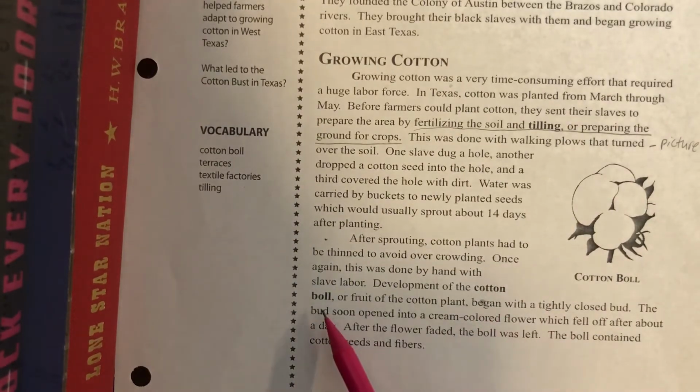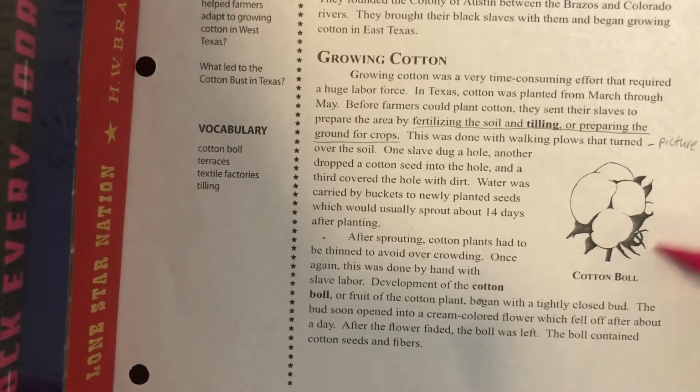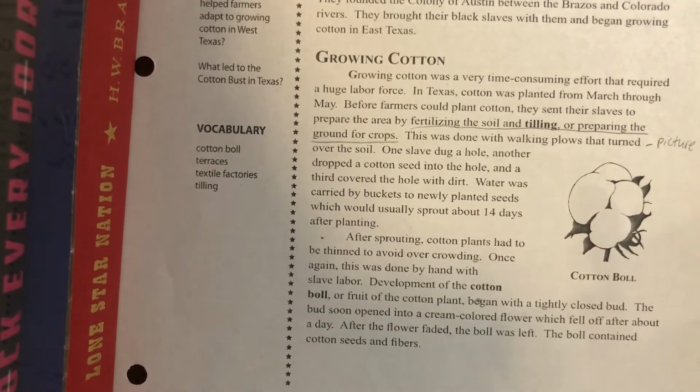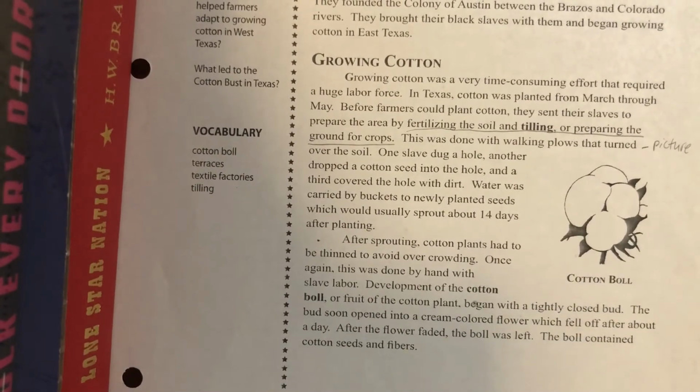Development of the cotton boll, or fruit of the cotton plant, began with a tightly closed bud. The bud soon opened into a cream-colored flower, which fell off after about a day. After the flower faded, the boll was left. The boll contained cotton seeds and fibers. So this is what they would use to get more cotton seeds to replant for the next harvest, or next year, or whatever.